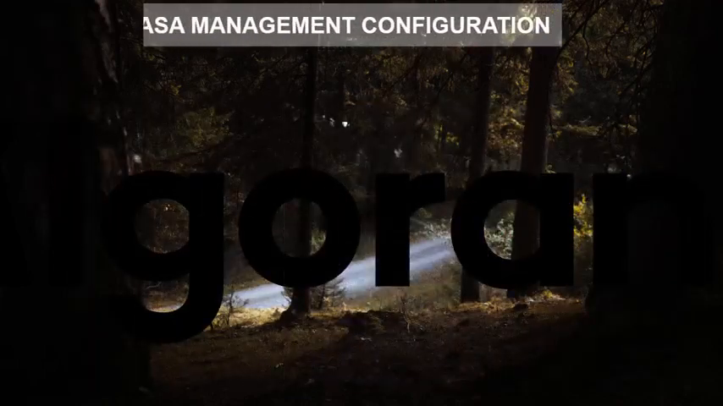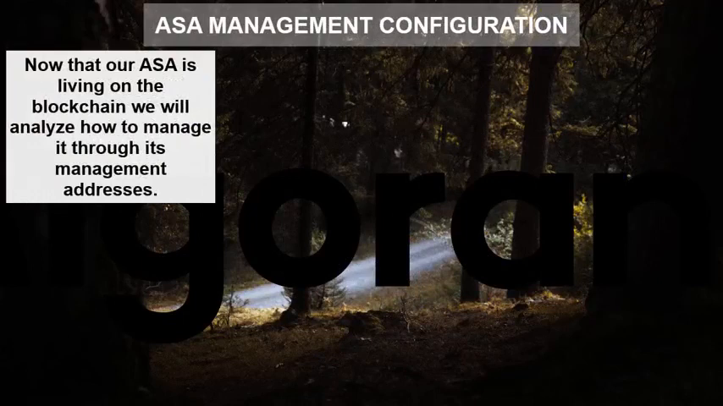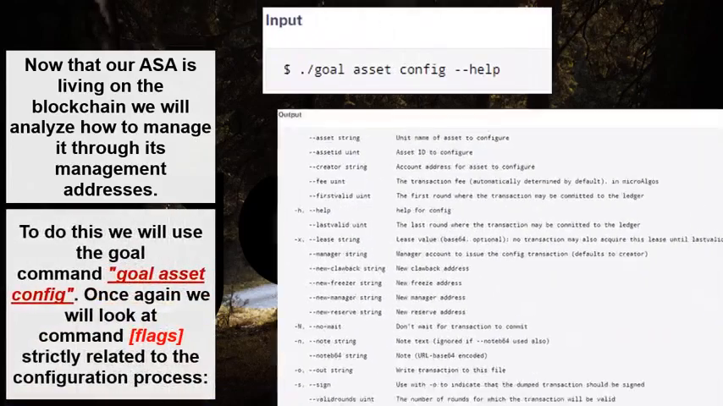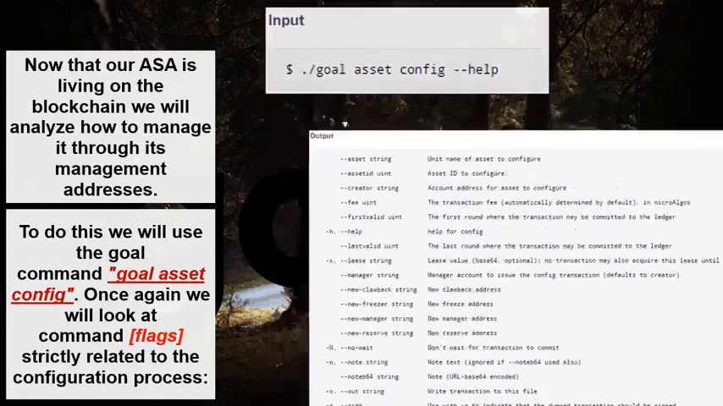ARSA management configuration. Now that our ARSA is living on the blockchain, we will analyze how to manage it through its management addresses. To do this, we will use the command goal asset config. Once again, we will look at command flags strictly related to the configuration process.